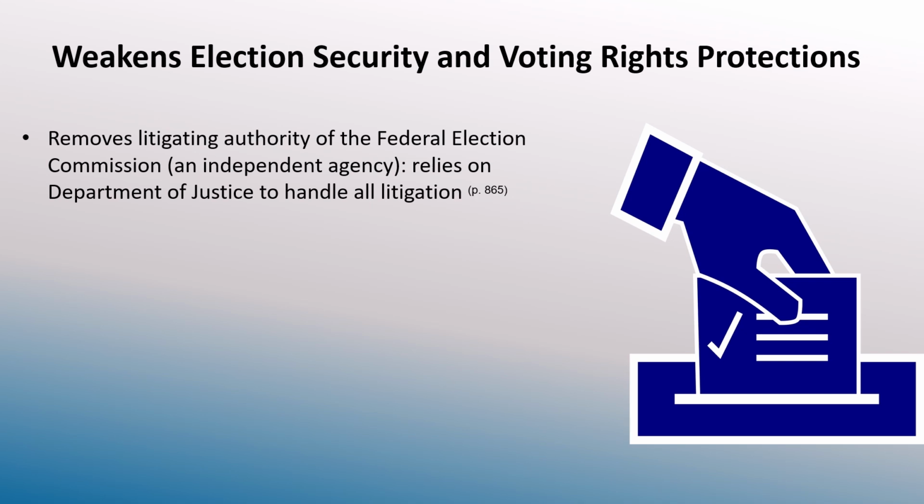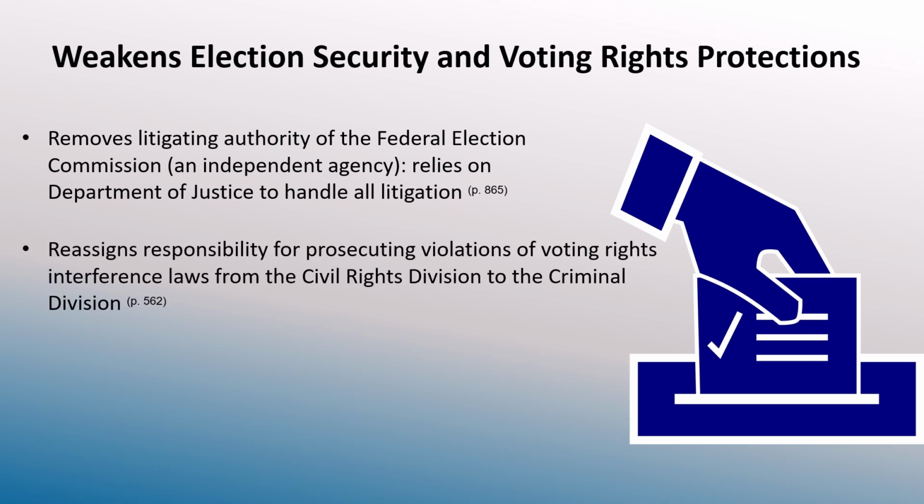If that is the case, and it is the only agency with authority to litigate violations of campaign finance laws, there is certainly a risk that campaign finance law violations that benefit the president will not be prosecuted, while violations by the opposing party will be vigorously pursued. Project 2025 also reassigns responsibility for prosecuting violations of voting rights interference laws from the Civil Rights Division to the Criminal Division.